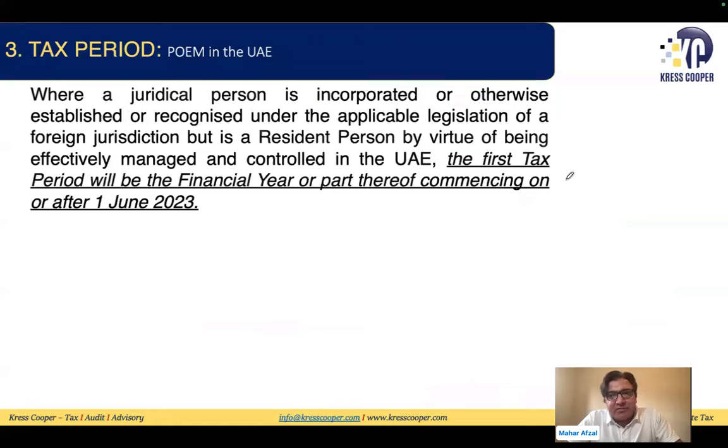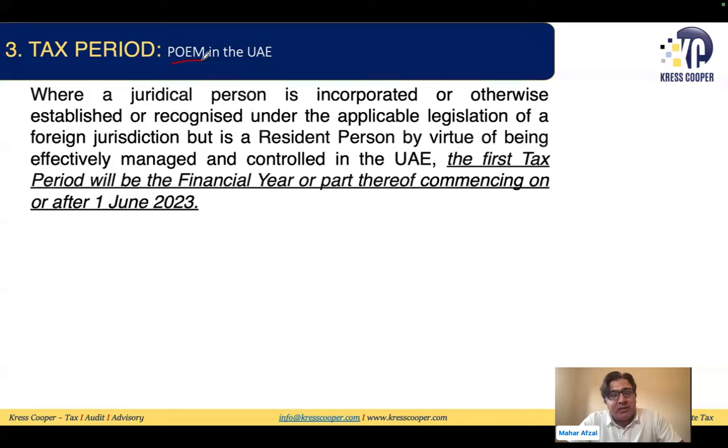POEM stands for place of effective management, which I think we have already discussed. The company is out of the UAE. This is a juridical person, but its place of effective management is in the UAE. The company is being controlled and managed from the UAE. Then it has been given in the public clarification.